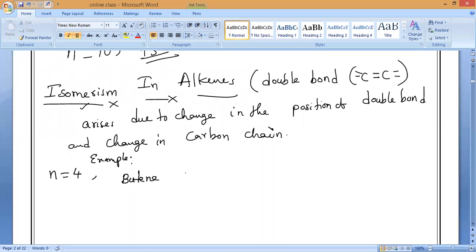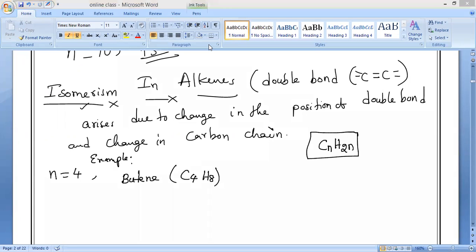Butene. What is the formula? C4H8. What is the general formula? CnH2n. Please remember, totally till now 6 general formulas I taught. Next homologous series, again general formulas only will come. Presence of mind is very, very important in this chapter.